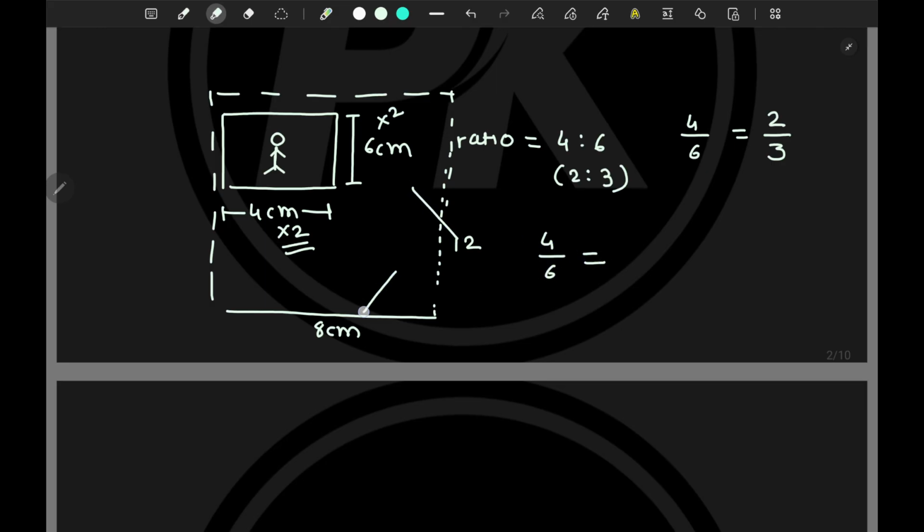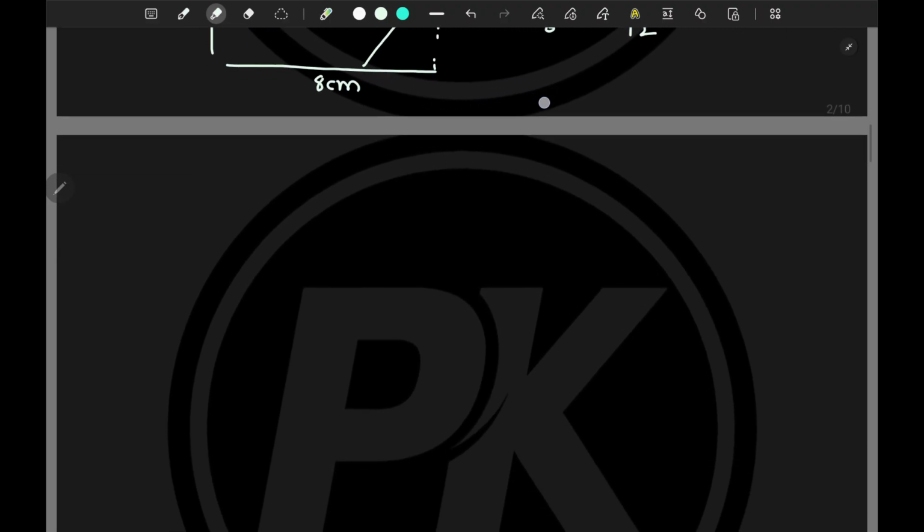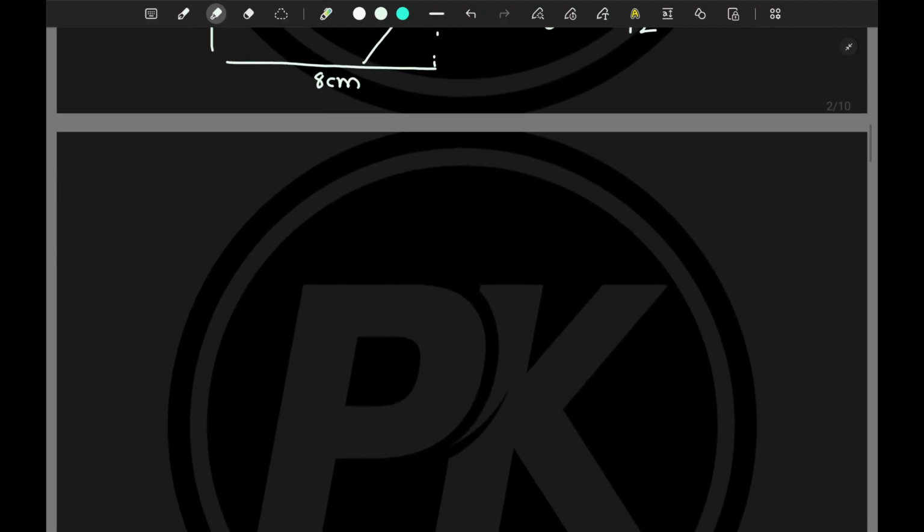We have multiplied it by 2, so that is nothing but 8 by 12. So these two sizes are in proportion. Let's say instead of this 12, if the height was anything else, don't you think the person inside the photo will look either too stretched or too fat? Don't you think?